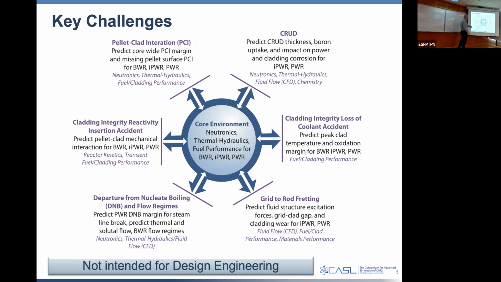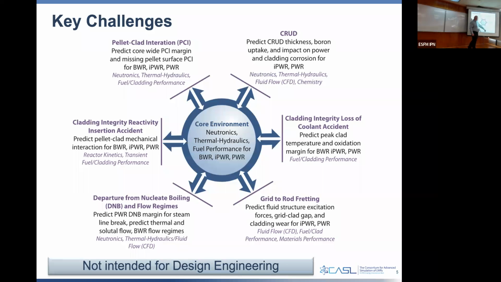The departure from nucleate boiling and flow regimes. This is a completely separate part, so I'm not going to get into that a whole lot. But just understanding how, when you have subcooled nucleate boiling and then you go into full boil, it transitions to a film of vapor next to the fuel. If you get into a flow regime where you lose that nucleate boiling and it has a film of vapor, the temperature in the fuel increases a whole lot. So this one was mostly a separated, isolated one.